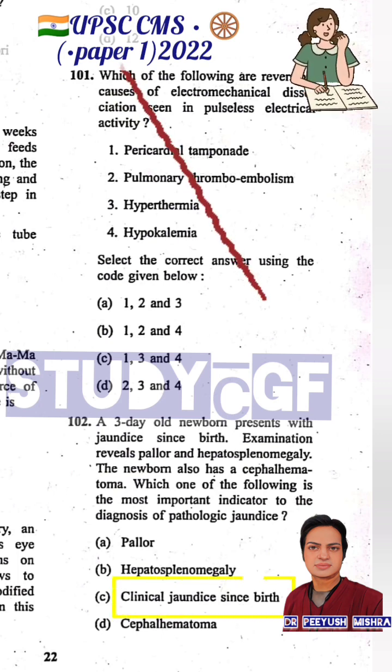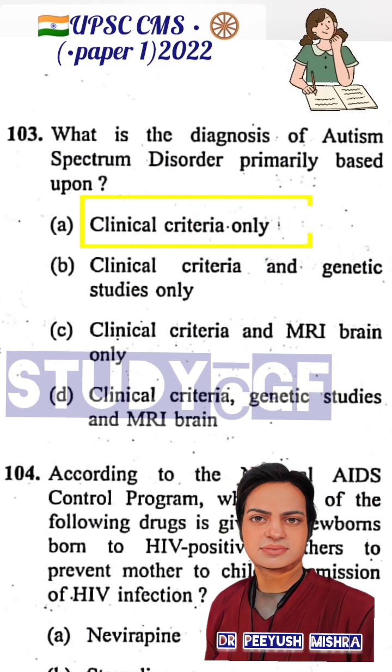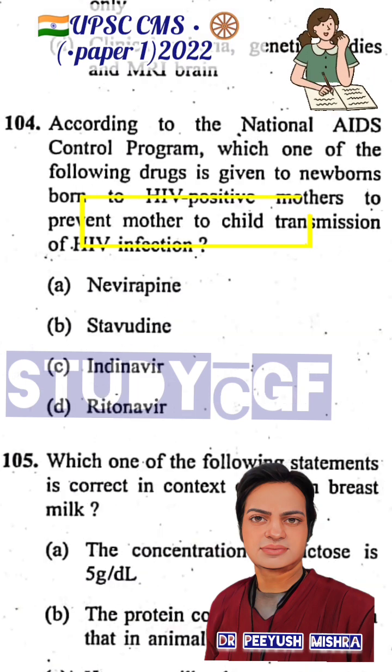Clinical jaundice since birth. What is the diagnosis of autism spectrum disorder? Primarily based upon clinical criteria only.